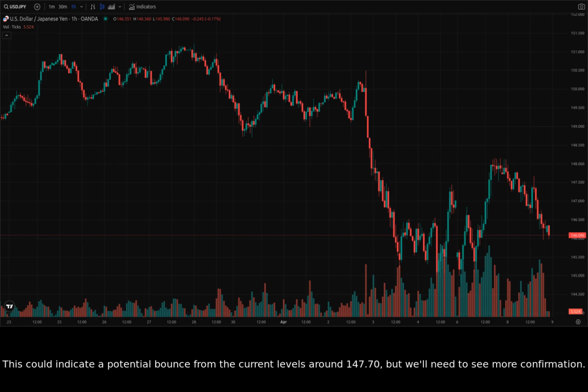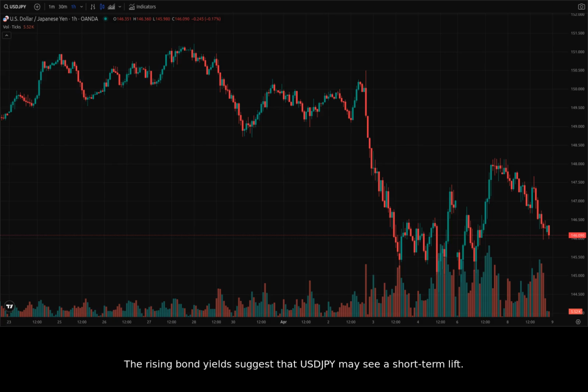This could indicate a potential bounce from the current levels around 147.70, but we'll need to see more confirmation. The rising bond yield suggests that USDJPY may see a short-term lift. If it fails to stay above 147.70, we could see a test of the lower support levels down to 146.